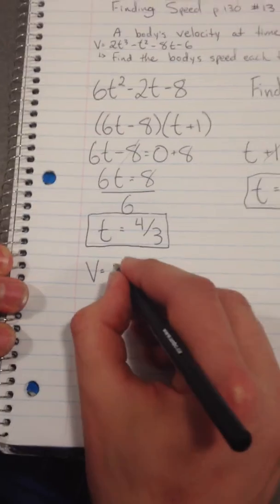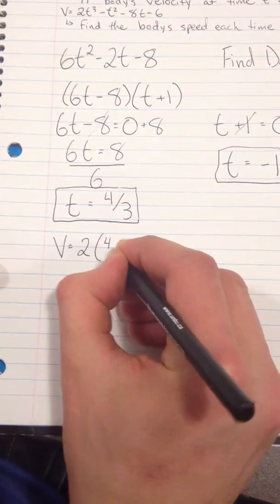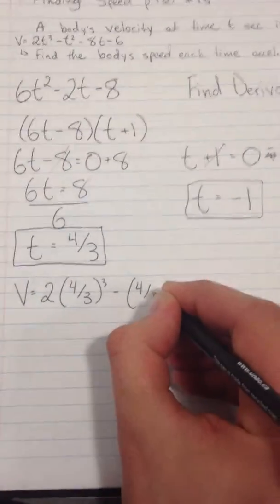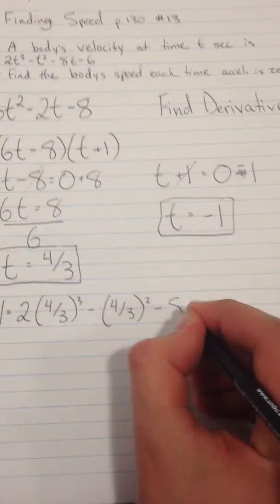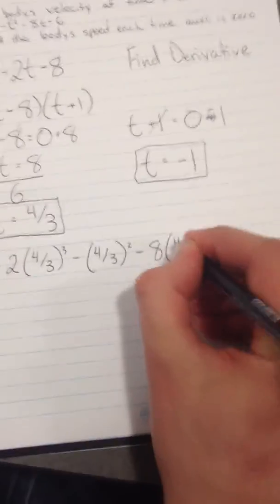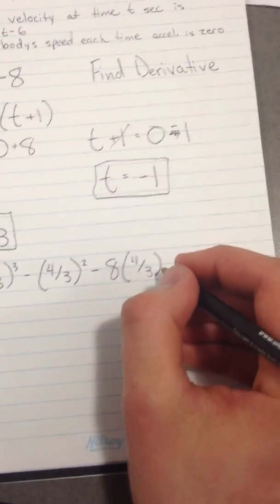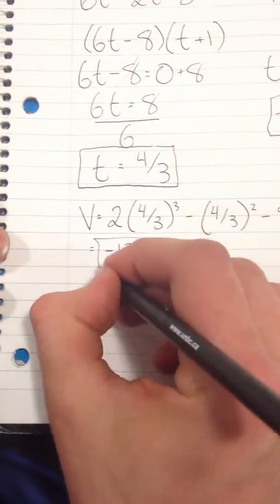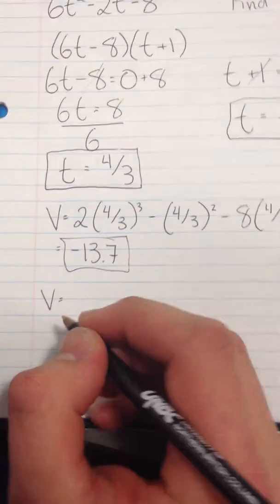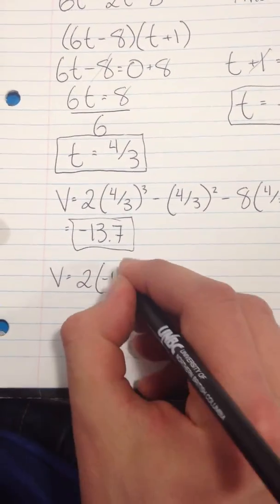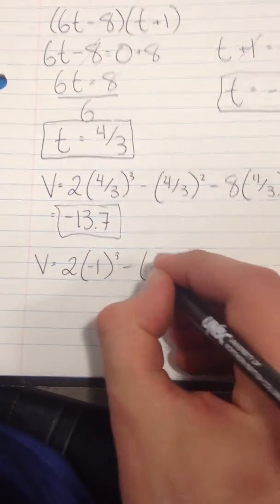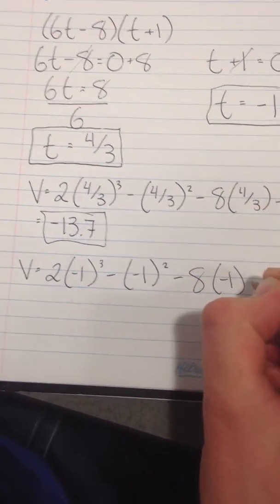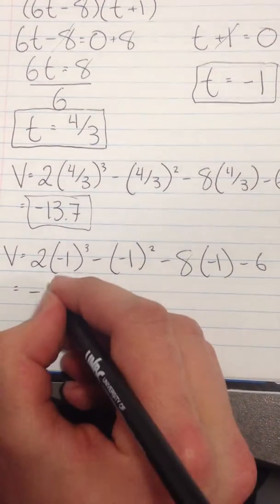So we have v equals 2 times 4 over 3 cubed minus 4 over 3 squared minus 8 times 4 over 3 minus 6. And this equals negative 13.7. Now for our last value, velocity equals 2 times negative 1 cubed minus negative 1 squared minus 8 times negative 1 minus 6, giving us negative 1.